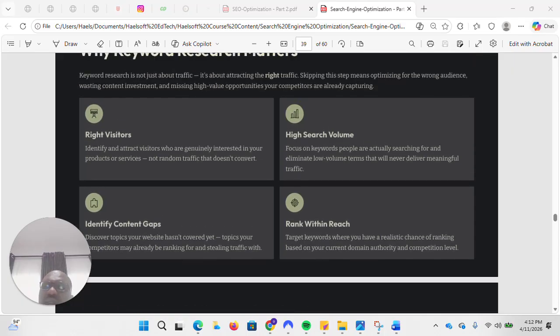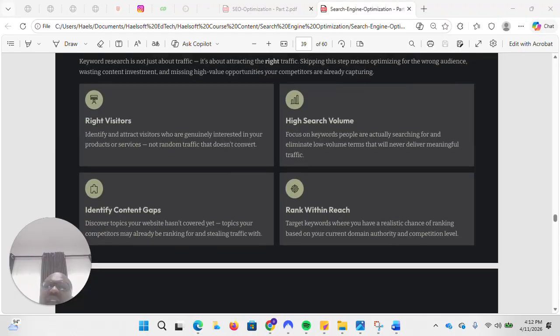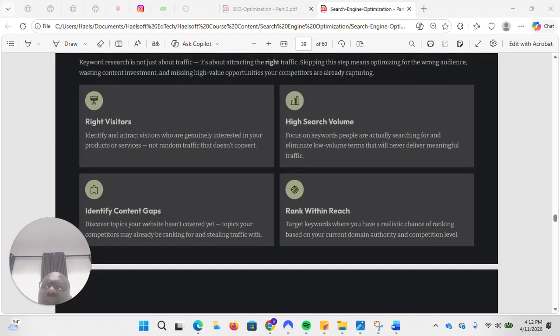Then you have to look at identifying content gaps. Keyword research can help you identify content gaps. You understand? Discover topics your website hasn't covered yet, topics your competitors may already be ranking for and stealing traffic. You understand? Then rank with reach. Target keywords where you have a realistic chance of ranking based on your current domain authority and competition level.